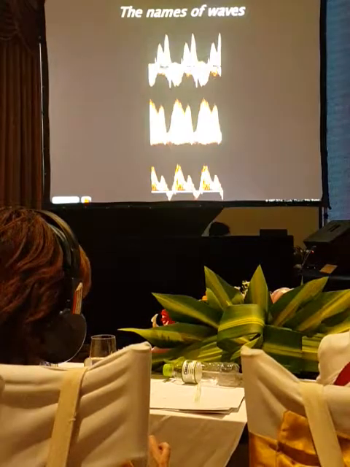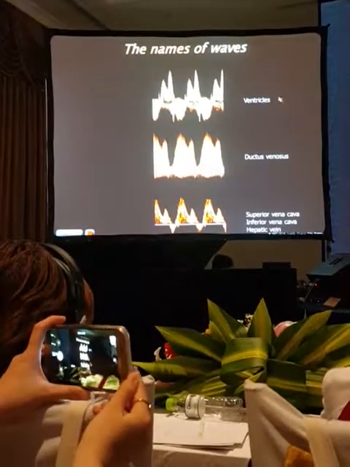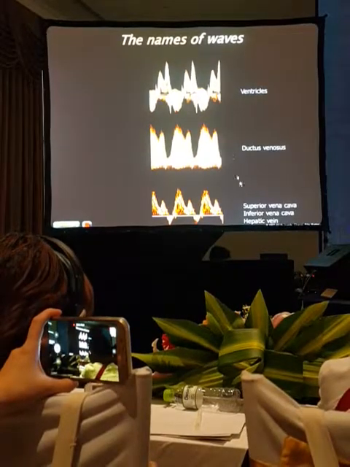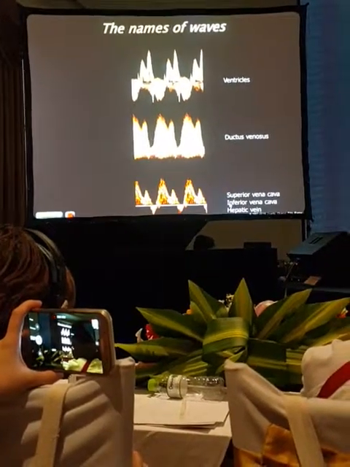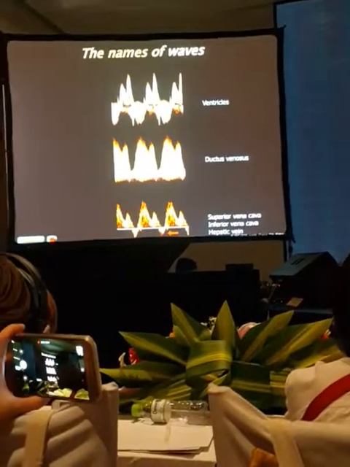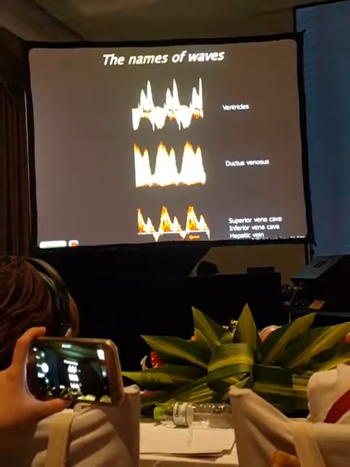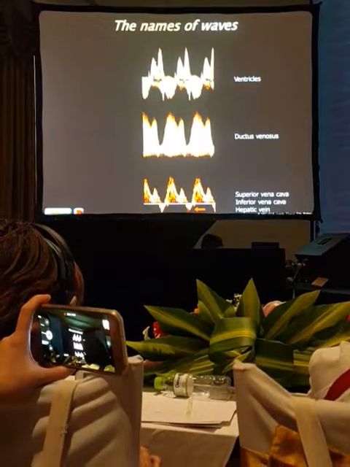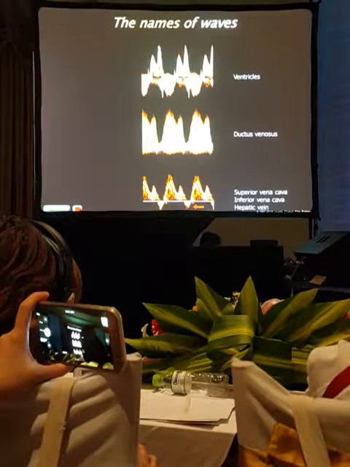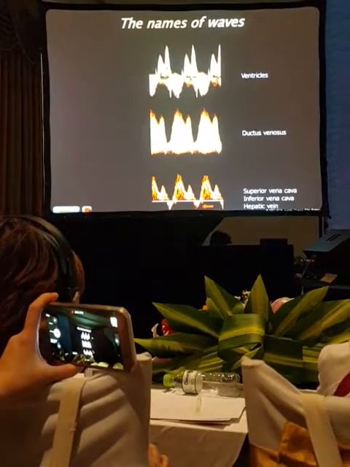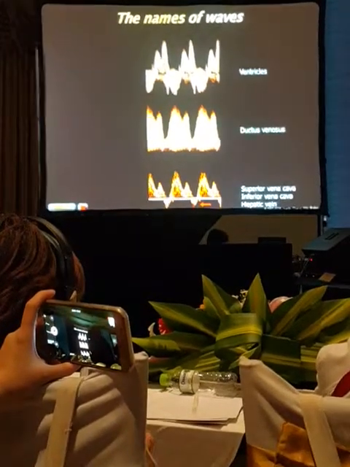So, here we have some tracings that we get typically. We have here a tracing of the left ventricle inflow-outflow. This is the ductus venosus tracing, and this is the supravena cava, infravena cava, or hepatic vein tracing. What is the name of this wave here? Okay, don't be shy. It's a letter in Vietnamese, E. How about this one? A. And this one? B. This is the ventricular systole.